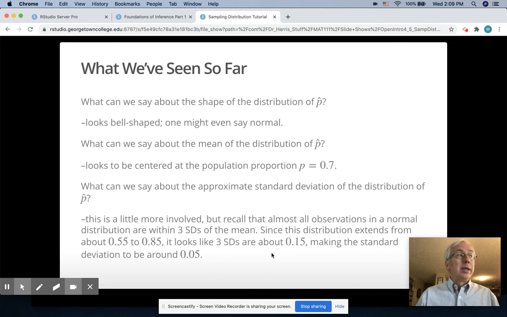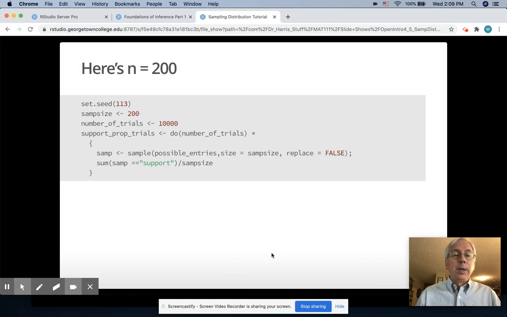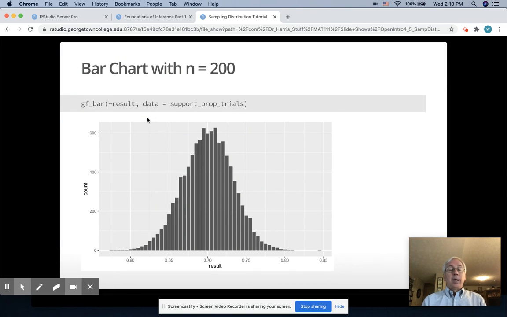What I want to do now is look at different sample sizes and see what stays the same and what changes. So we're going to increase the sample size now. We're going to look at 3 other cases, 200, 400, and 900 for our sample sizes. The only difference from what I was doing before is I'm setting a different seed and changing the sample size. So here I'm going to make the sample size 200. I'm going to draw 10,000 samples and compute the sample proportion for all of those 10,000 samples. This is what I got for my approximation of the sampling distribution when my sample size is 200.